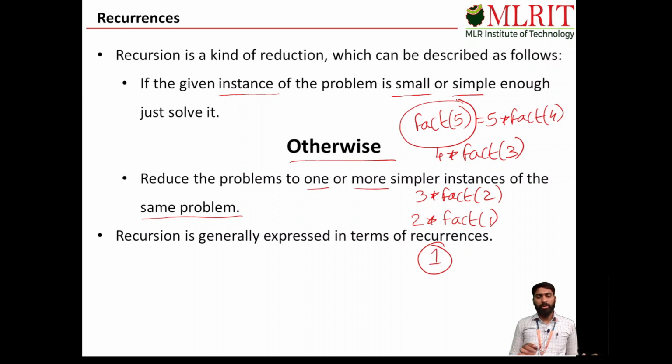Now coming to the definition, recursion is a kind of reduction. Here we reduce the problem factorial of 5 to 5 into factorial of 4. Now factorial of 4 is reduced to 4 into factorial of 3. Similarly, fact of 2, fact of 1. Now fact of 1 is a small problem, so this we are going to solve. What is the factorial of 1? It is 1. Now we return this 1 to this function.